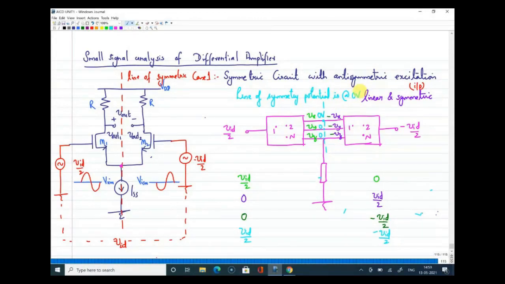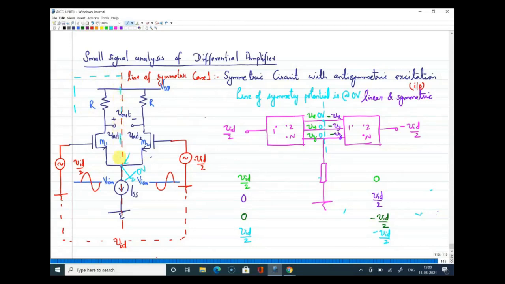Now how will it help us in further analysis? So now look at the circuit diagram here. This is a symmetric circuit. The excitation is anti-symmetric. So the line of symmetry point is this. Now this will be equal to 0, or this can be considered as ground. If that point is ground, how will it help our analysis? If that point is ground, the circuit is the same as a simple common source amplifier, isn't it? So since the line of symmetry point is at 0, no need to analyze the entire circuit. If we analyze only one half of the circuit, that itself is sufficient.